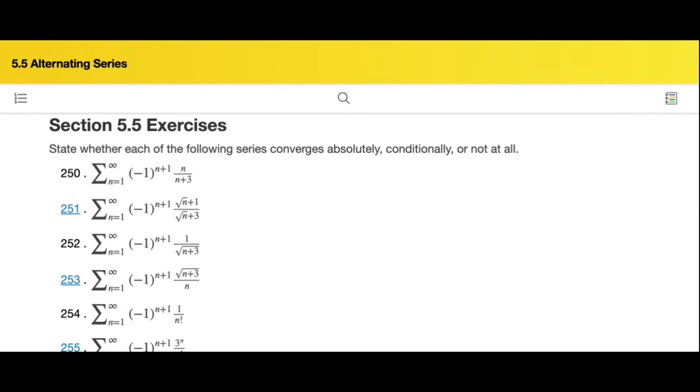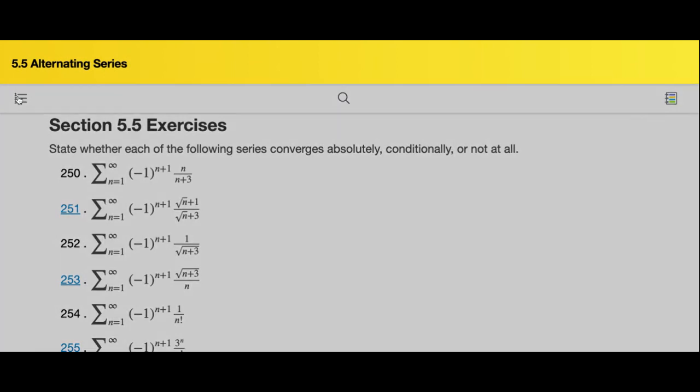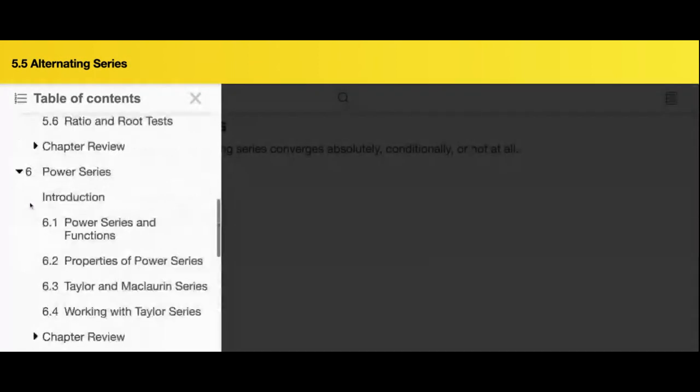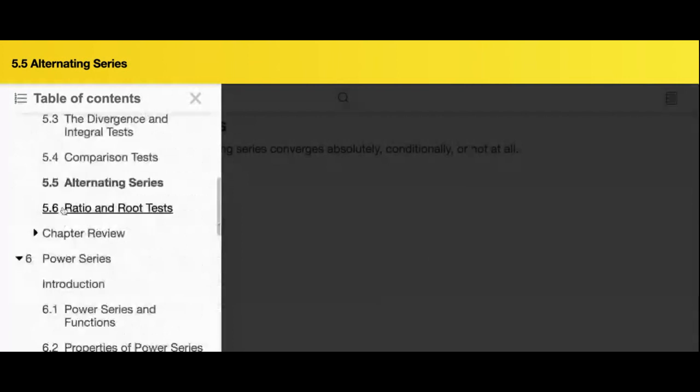We're skipping the other section in chapter 5? No, we're not skipping. Chapter 5, we're going to finish chapter 5. Chapter 5 will have one more, the ratio and root test, which we'll talk about next class. Chapter 5 is not going to be skipped.